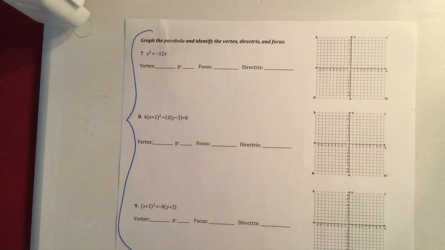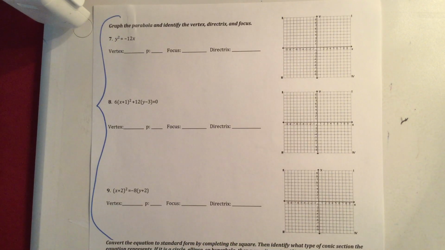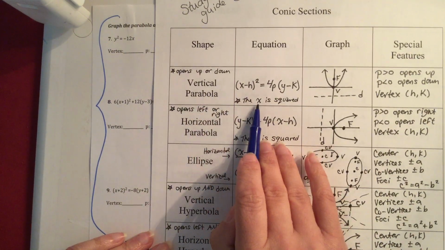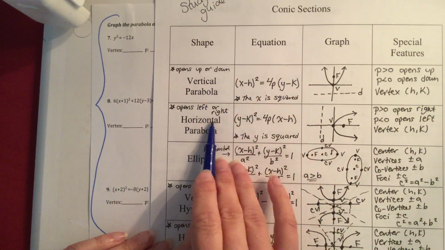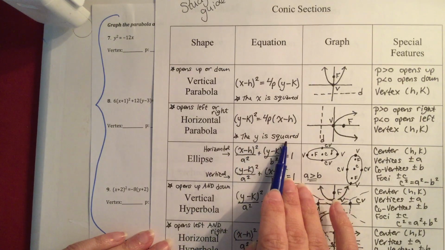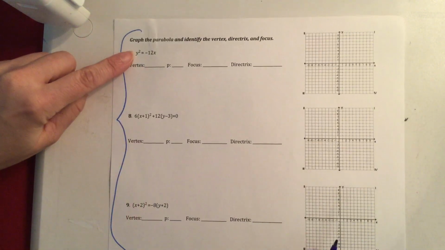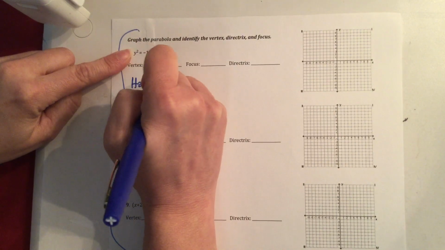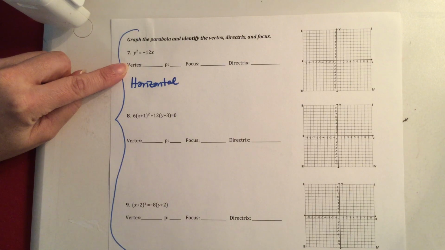Typically in the past, the parabola was the one that was kind of a stinker for a lot of people. So you will notice that we will do 3 questions pertaining to the parabola, okay? On your cheat sheet, vertical parabola, that's when the x is squared. If the x is squared, your parabola opens up or down. Horizontal parabola, that's if the y is squared. If the y is squared, it has to open to the left or the right. Now here, the y is squared. If the y is squared, it's horizontal. Okay, the vertex.